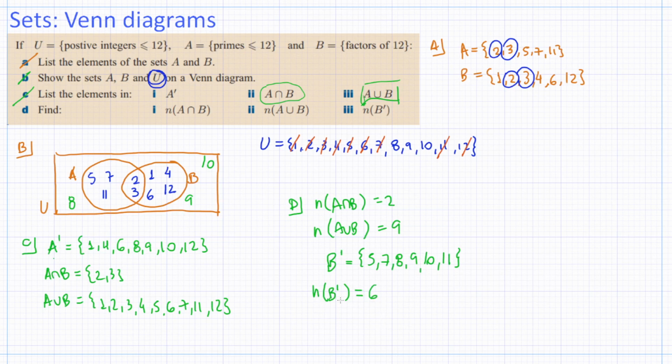Now, we could notice that the number of elements in the universal set should be equal to the number of elements, for example, in set B, plus the number of elements in the complement of B. And it should be the same thing for set A: the number of elements in set A, and the number of elements in the complement of set A. Take a look. The number of elements in set B was 6. The number of elements in the complement of set B is 6, so that's 12. The number of elements in set A was 5. The number of elements in the complement of set A was 7, so that's also 12.